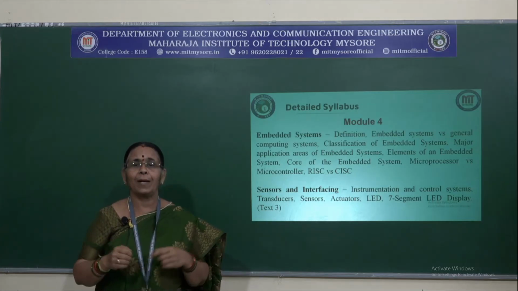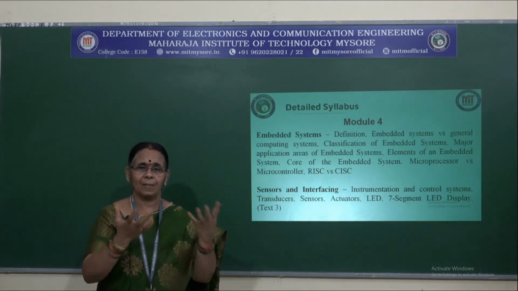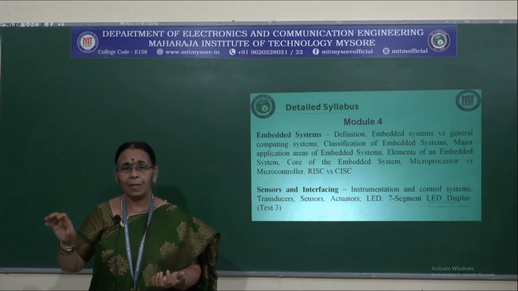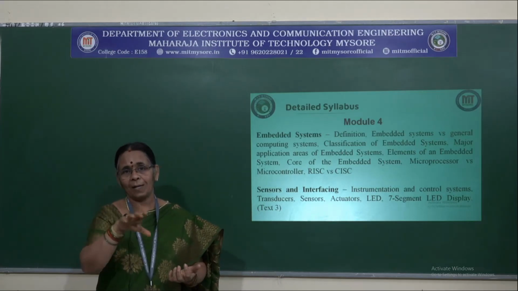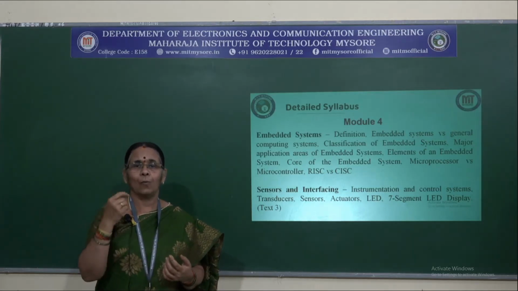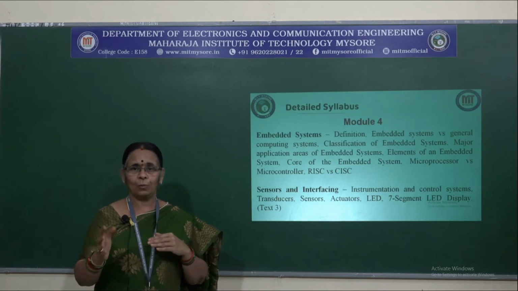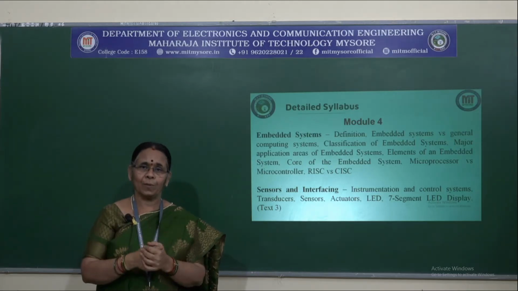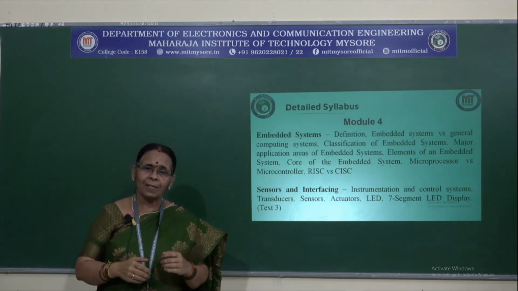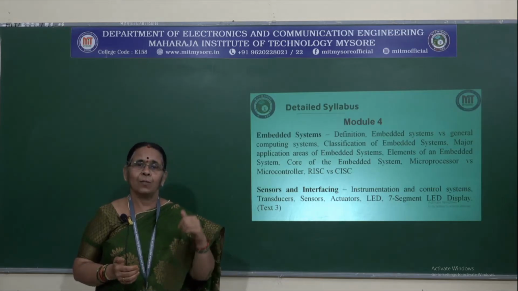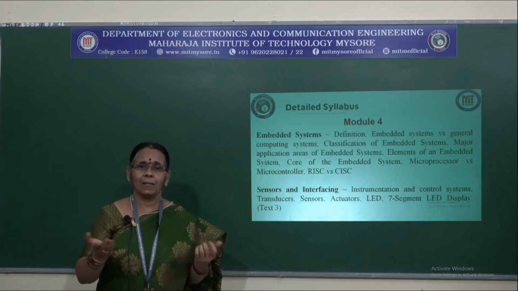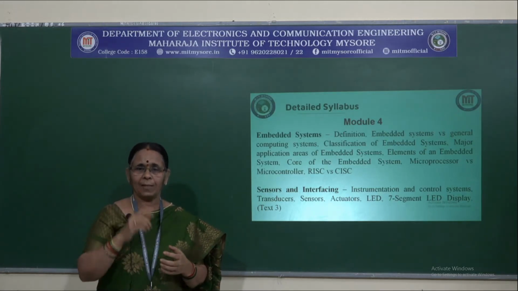Then elements of an embedded system. What do you have as the embedded system? What are the circuits? Whether I have the programming part there. If it is a programming part, what is the logic I'm going to use? How do I write the program? Everything you are going to study there. Core of the embedded system, microprocessors versus microcontrollers. These are the two processors which you are going to study, and how a microprocessor or microcontroller is better than the other. RISC versus CISC, reduced instruction set computers versus complex instruction set computers, that's what you're going to study there under embedded systems.